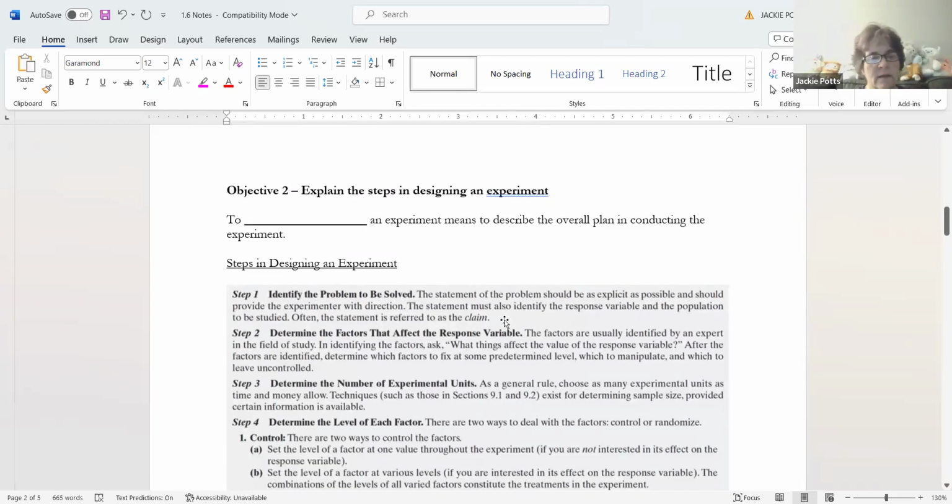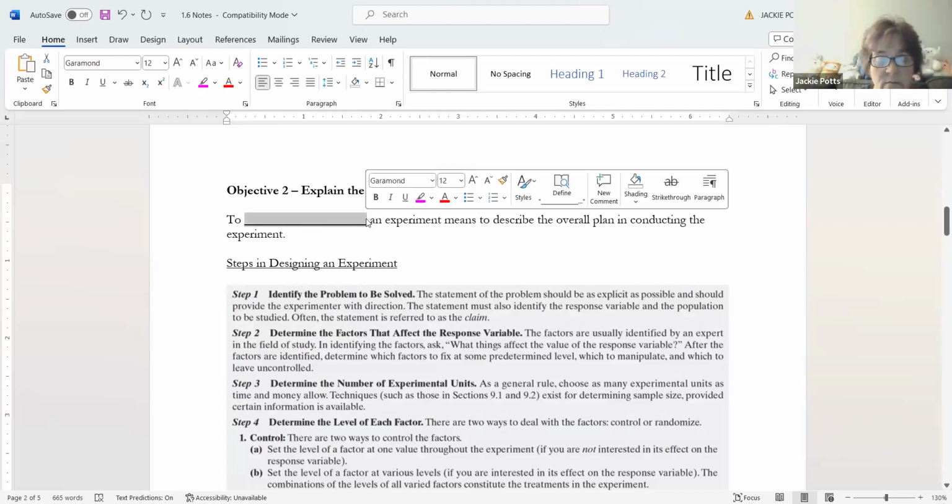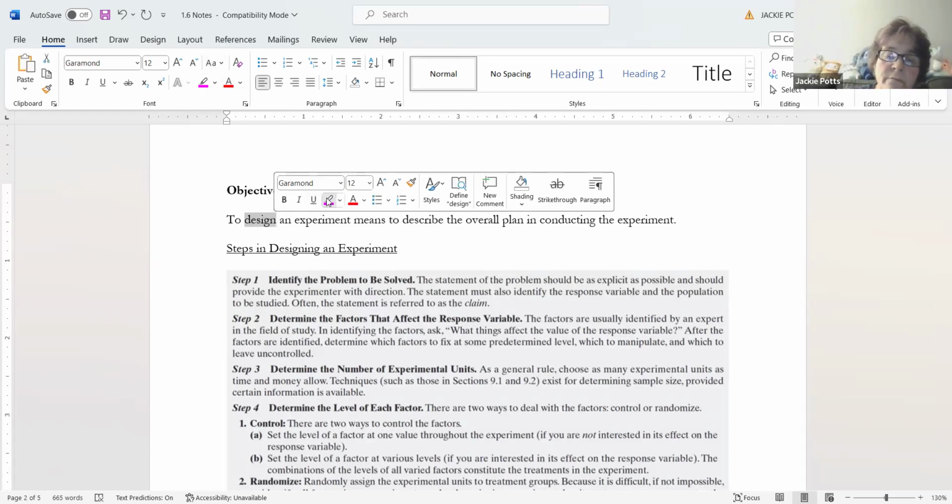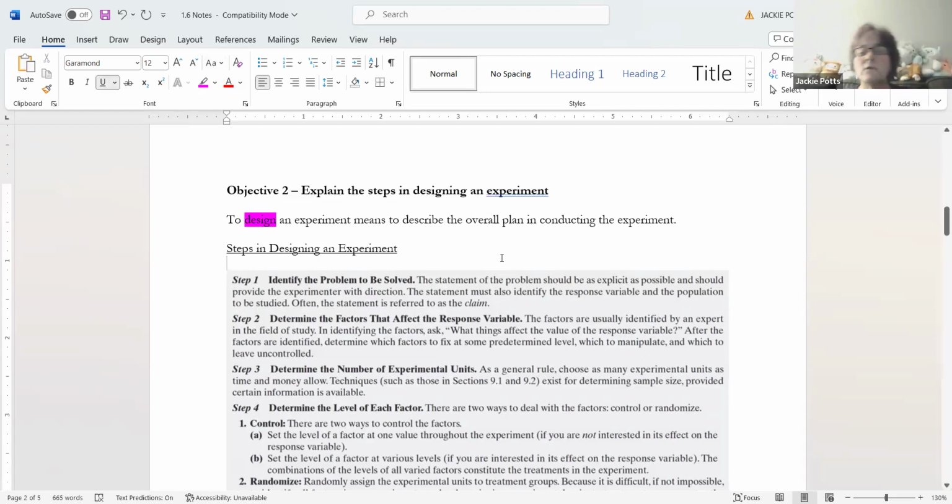So let's talk about the steps. Before we run an experiment, the first step is to design it. And there's a lot of planning to it. We don't just say, okay, we're going to run out and do this experiment and I'm going to give this person this and that person that. Well, no. We just don't run willy-nilly. There's a lot of planning that goes into the experiment, and we call that the design.